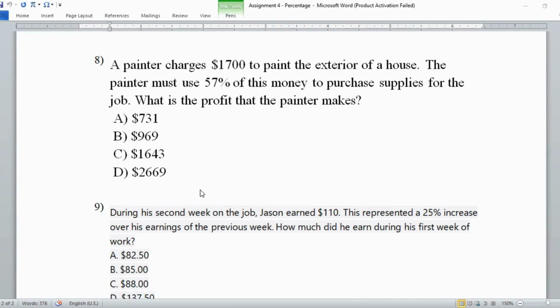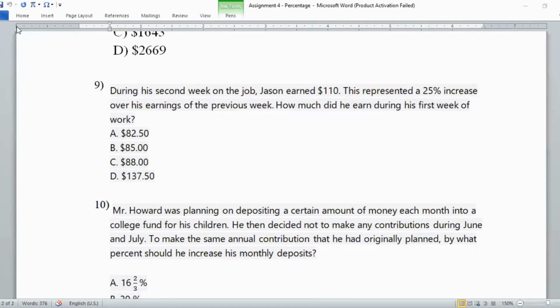This ninth question says that during his second week on the job, Jason earned $110. This represents a 25% increase over his earnings of the previous week. So how much did he earn during his first week of work? That we have to find. So let us consider, let E1 be Jason's earning during the first week. I am writing, you don't need to write this whole statement.